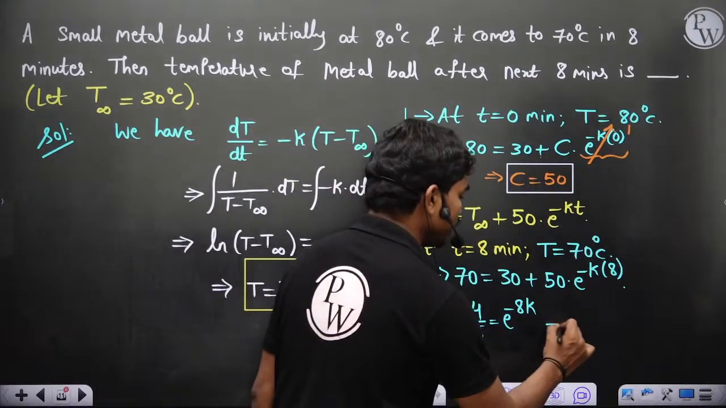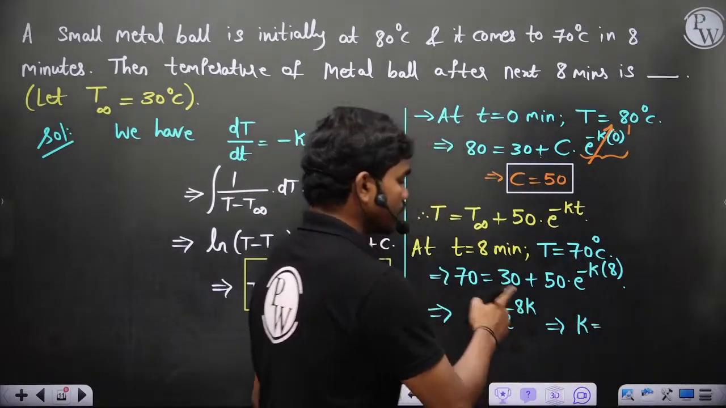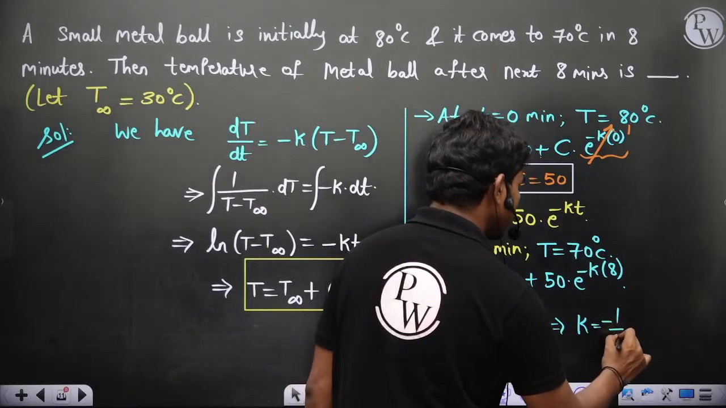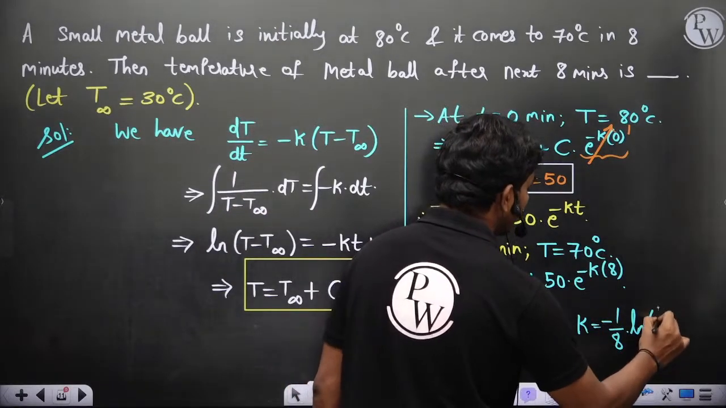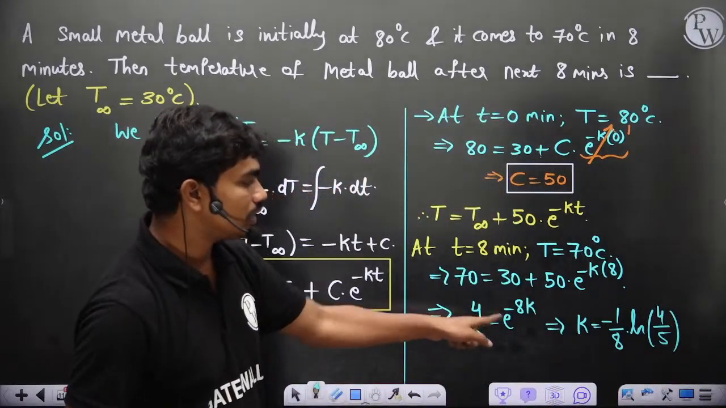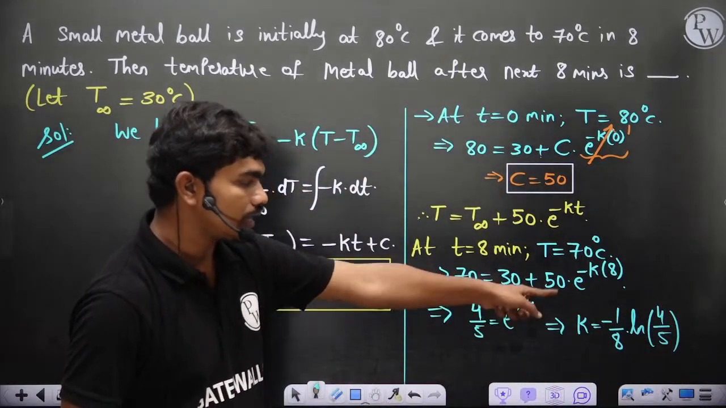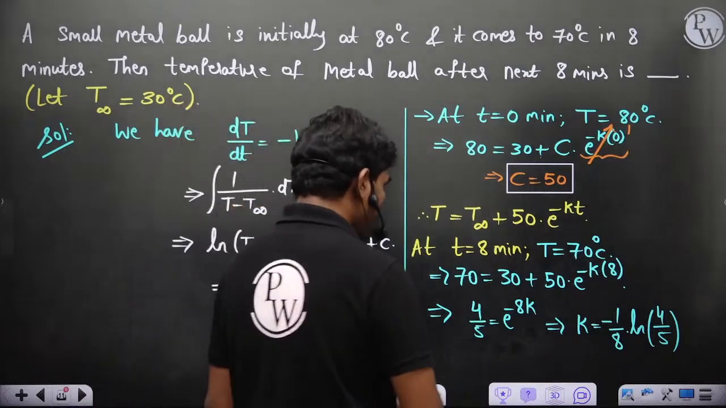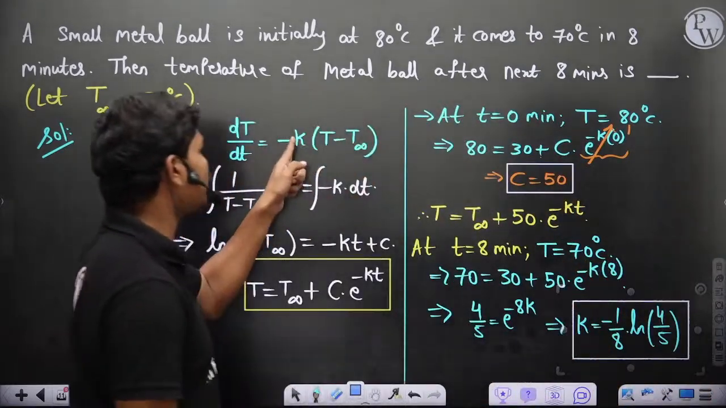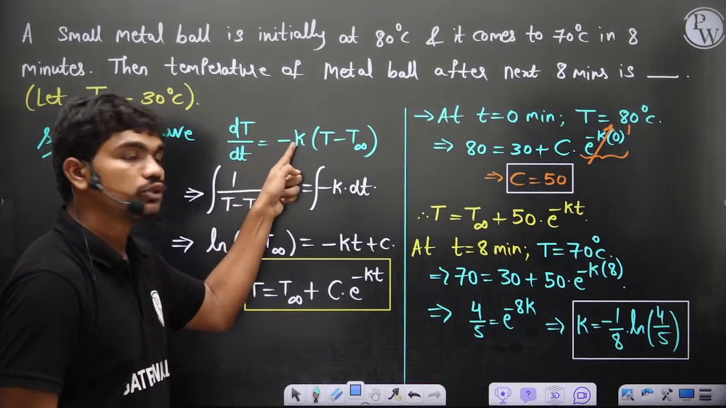If you simplify, k should be equal to minus 1 by 8 times ln 4 by 5, correct? Because from this equation ln 4 by 5 is equal to minus 8k, so k equals minus 1 by 8 times ln 4 by 5 actually. And if you also check conceptually, I've told you this k should always be positive.